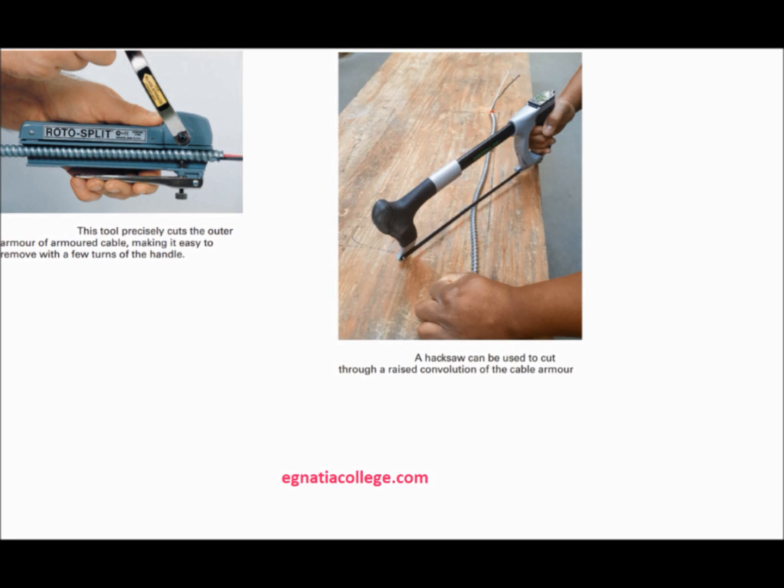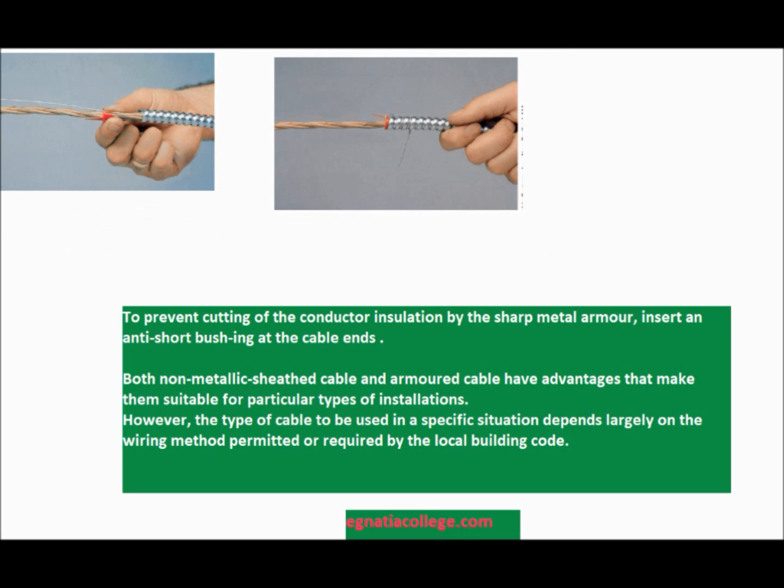To cut through one of the raised convolutions of the cable armor, do not cut too deep or you will cut into the conductor insulation. Then bend the cable armor at the cut. It will snap off easily, exposing the desired amount of conductor. To prevent cutting of the conductor insulation by the sharp metal armor, insert an anti-short bushing at the cable ends.